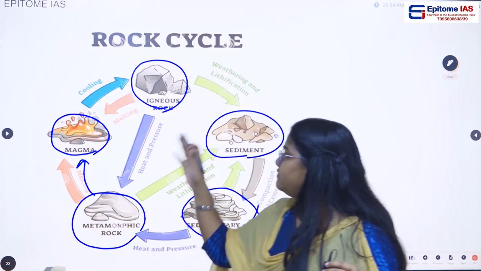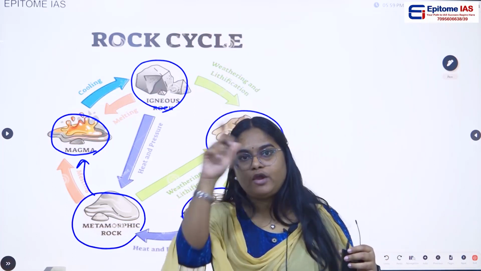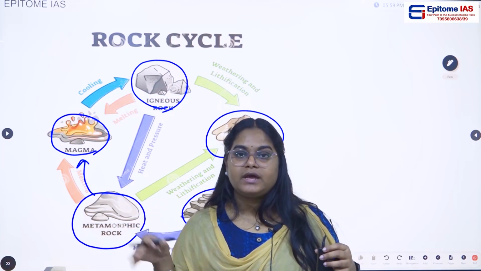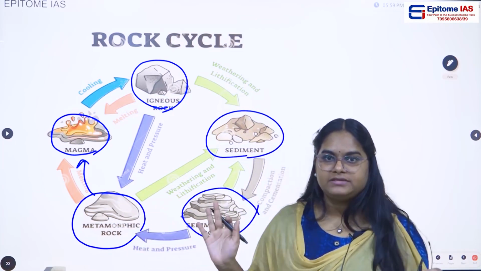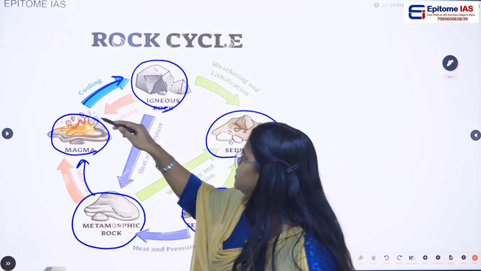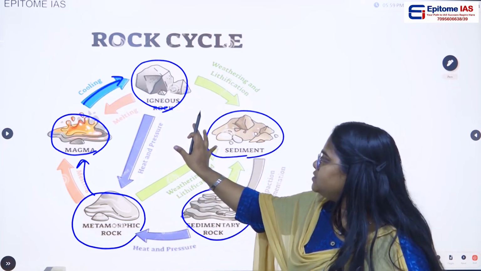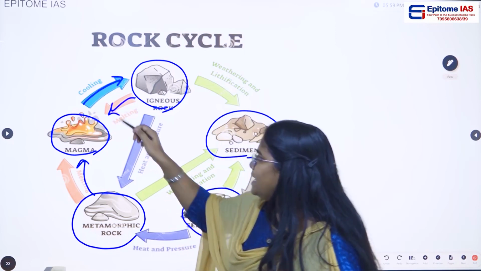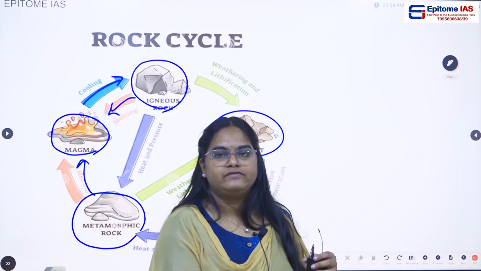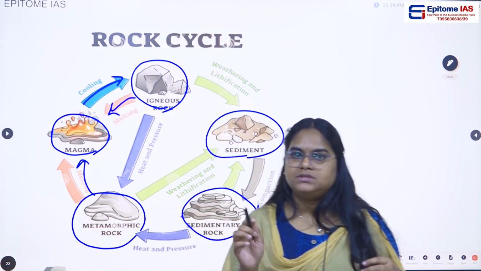Now there are other ways also. This is not the only way of forming rocks. If you see here, when this magma cools, it forms an igneous rock. But when it melts again at a high temperature, it can again get converted into magma. So this is one way.